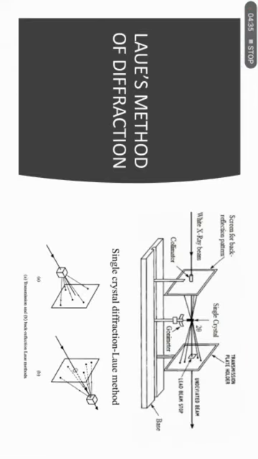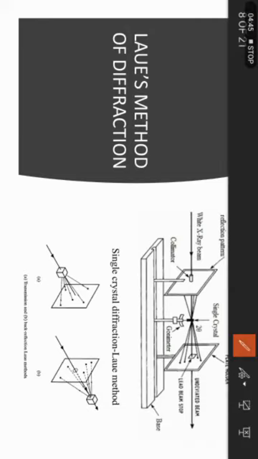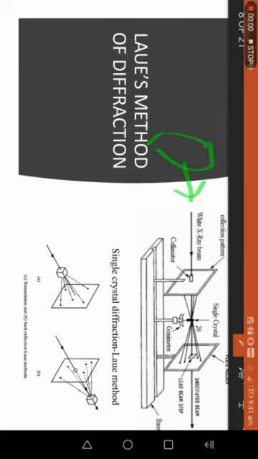First of all, we have Laue's method of diffraction. I will first explain the setup a little. In this setup, a white X-ray beam from the X-ray tube is passed through a collimator, producing a thin beam of X-rays falling on a single crystal.